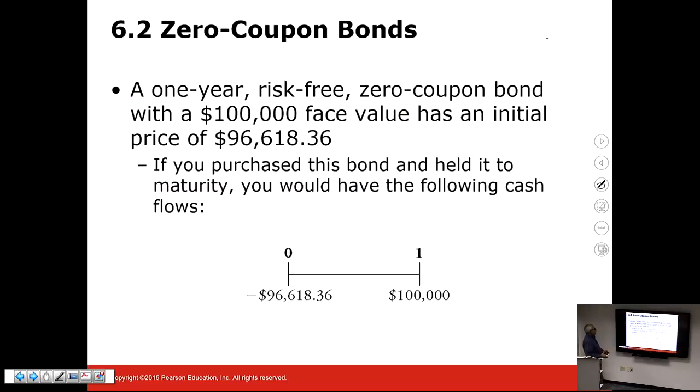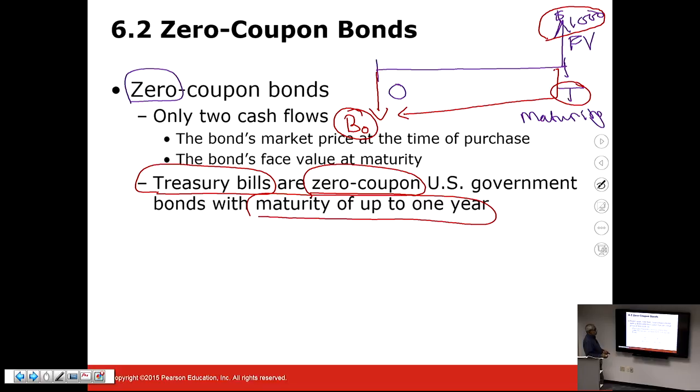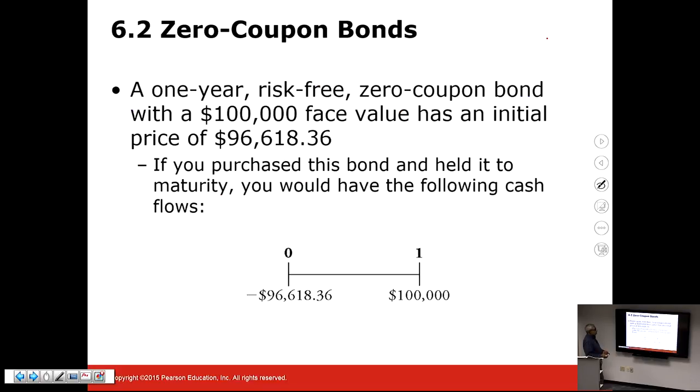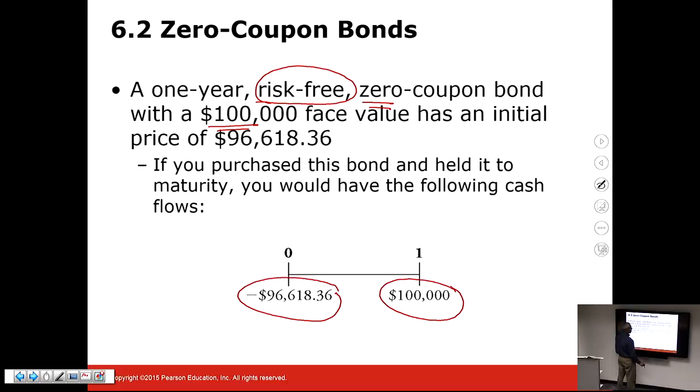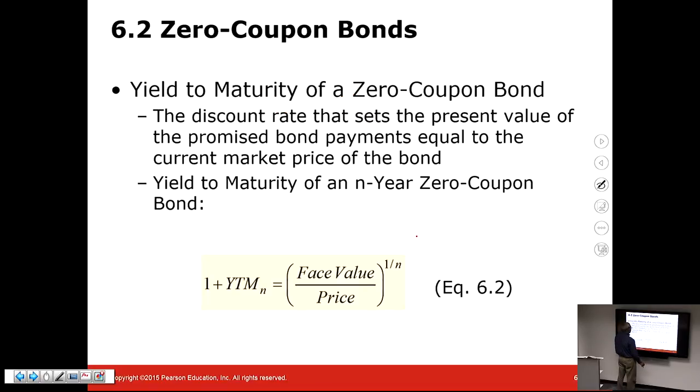So here is a 1 year, and as we talked about in the previous chapter, treasuries are regarded as risk-free. So bear that in mind. It's a zero coupon bond. It has a face value of 100,000. If you purchase the bond at this price and you are receiving this value at maturity, the 100,000 at maturity over 1 year, then what is your rate of return on this investment?